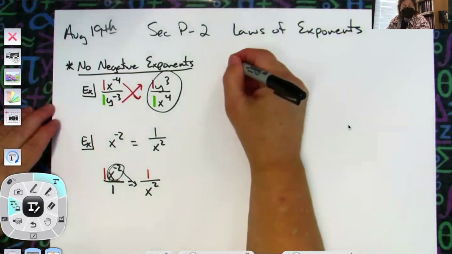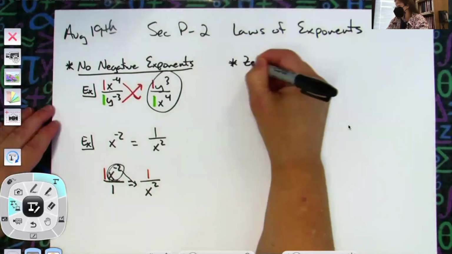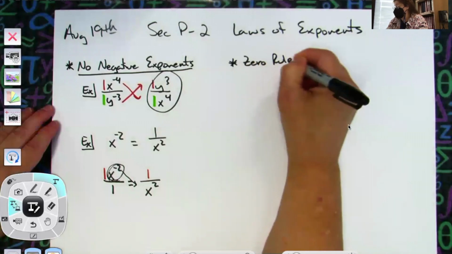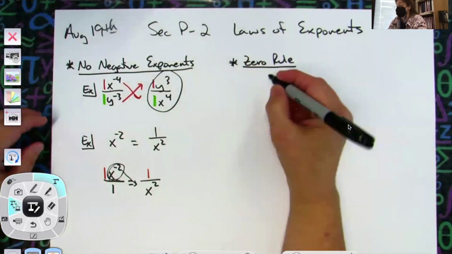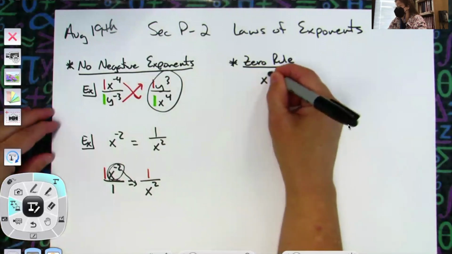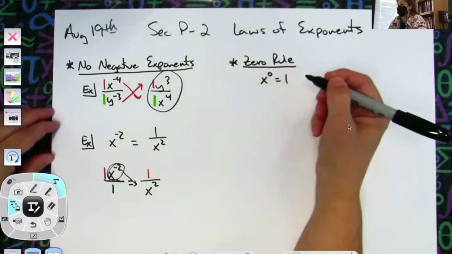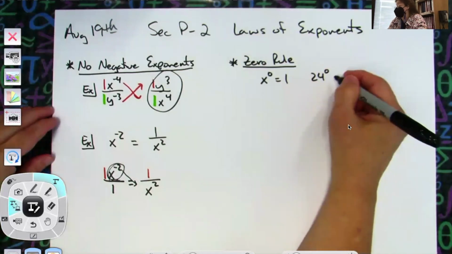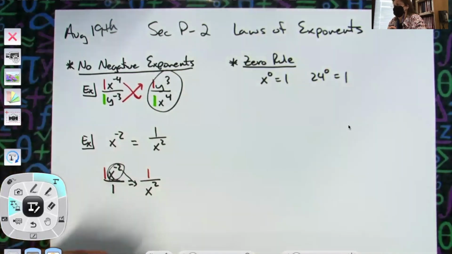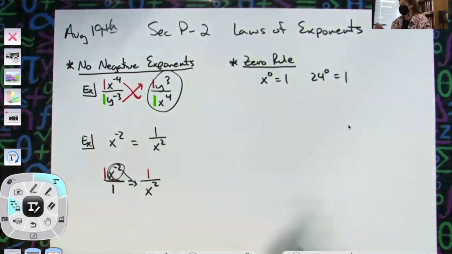Okay, so another thing, there is a 0 rule. Any number raised to the 0 power is 1, by definition. So if I had an x to the 0 power, it equals 1. If I had, I don't know, 24 raised to the 0 power, it's 1. So basically when you see anything raised to the 0 power in the problems, you're just going to be able to cross them off, because it's a 1 and multiplying by 1 doesn't change anything.